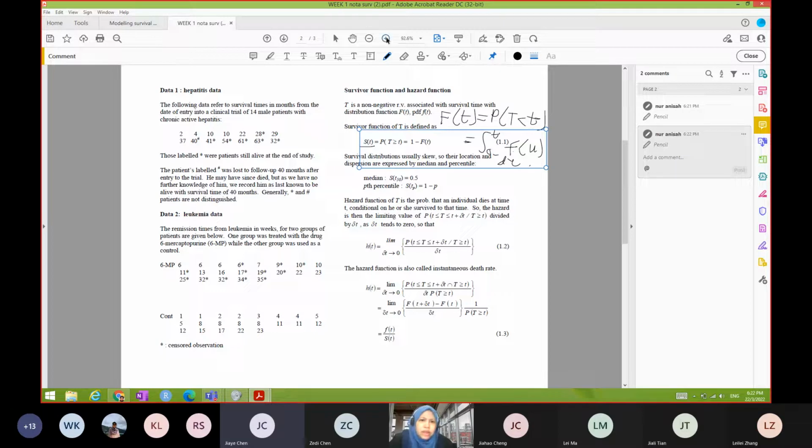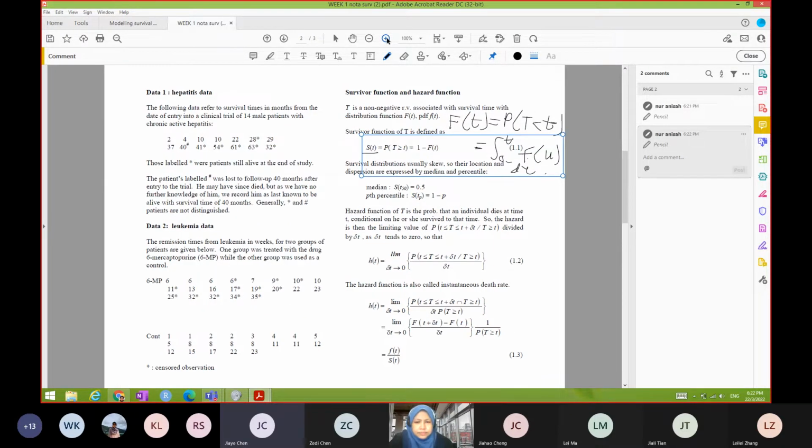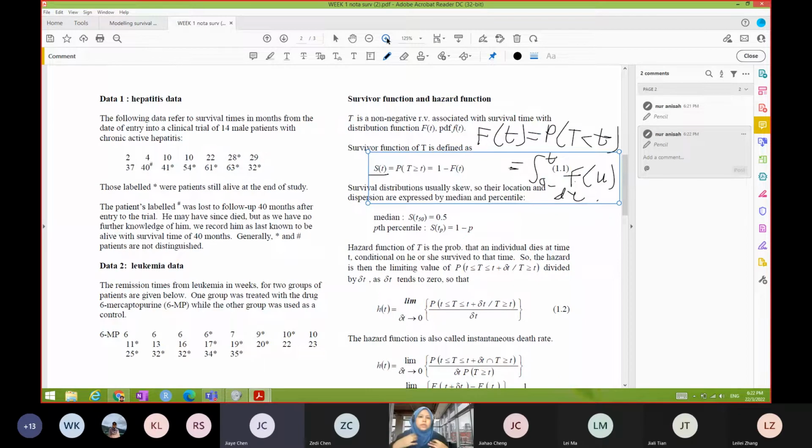I need to enlarge this. There are some notes here: the survival distribution is usually skewed, so its location and dispersion can be expressed as the median and percentiles. The median is where S(t) at the 50th percentile equals 0.5, and for the p-th percentile, S(t_p) equals 1 minus p. Any questions so far?